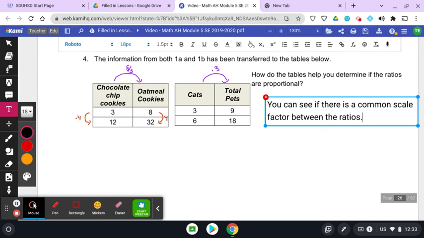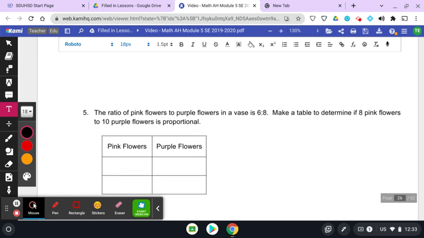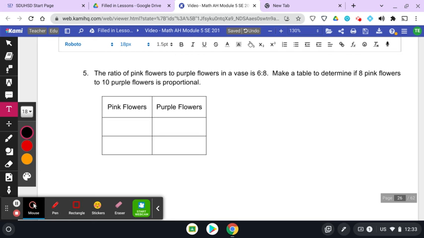Remember, it's a video. I'm going fast. You can pause. You can go back and rewind too. Okay, when we see the table for the pink and purple flowers, we see that it does not work out.